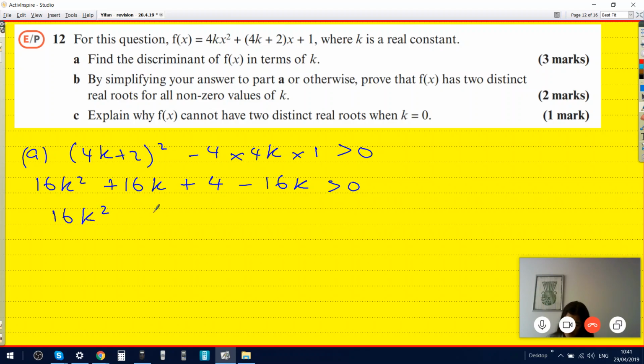Probably an easier way to do this as non-calc. Did you get to this point, 16k squared plus 4? There aren't any real roots. Did you get 16k squared plus 4? Yeah. So you have to prove that this is greater than 0. What do you know about k squared, or anything squared? What do you know about its minimum value?